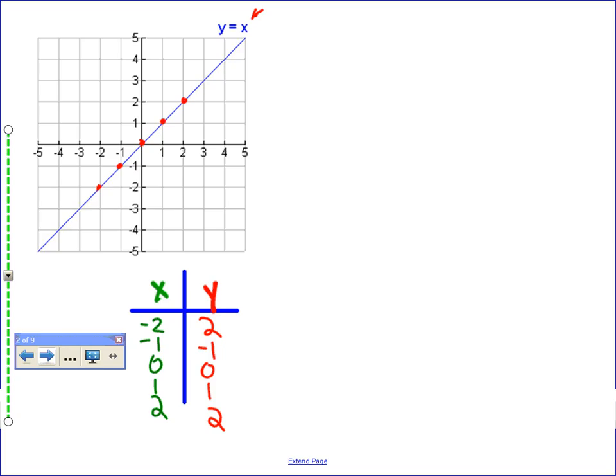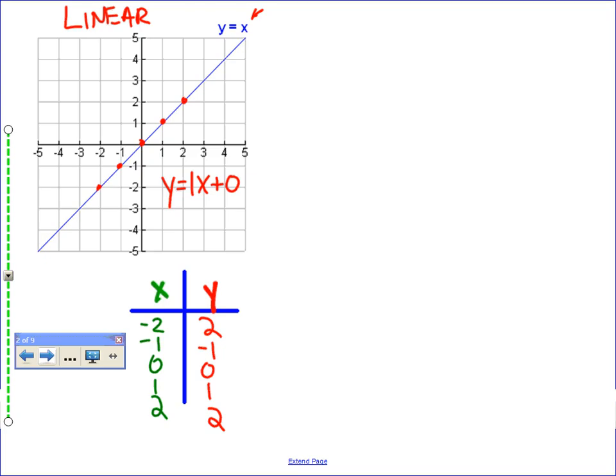Hey, this line has a slope of 1 and a y-intercept of 0. So remember that y equals x is the same thing as y equals 1x plus 0. Just a bunch of little things I wanted you to remember about lines. This is a linear function. This function is linear. It is a line.